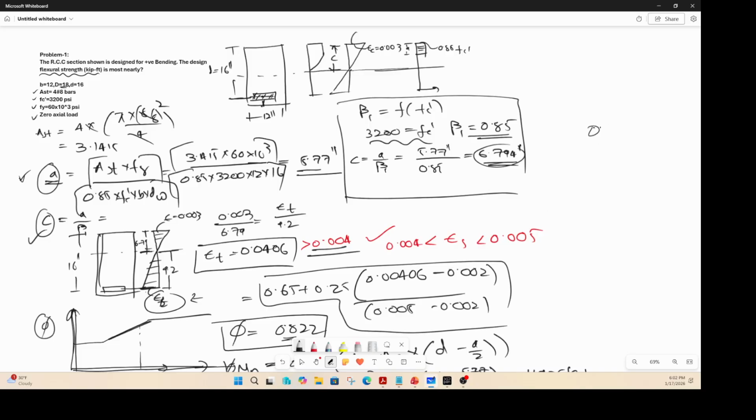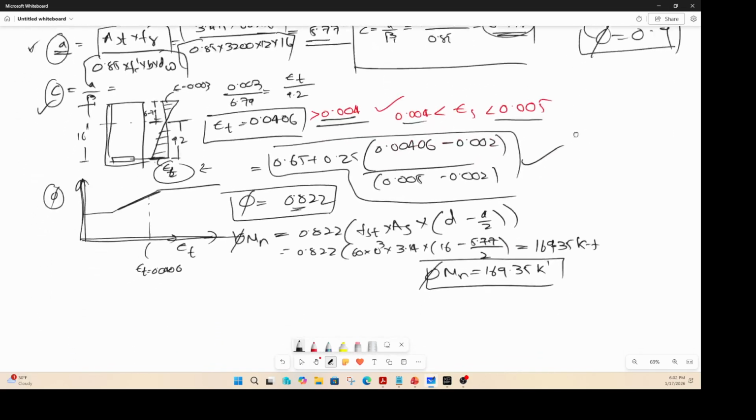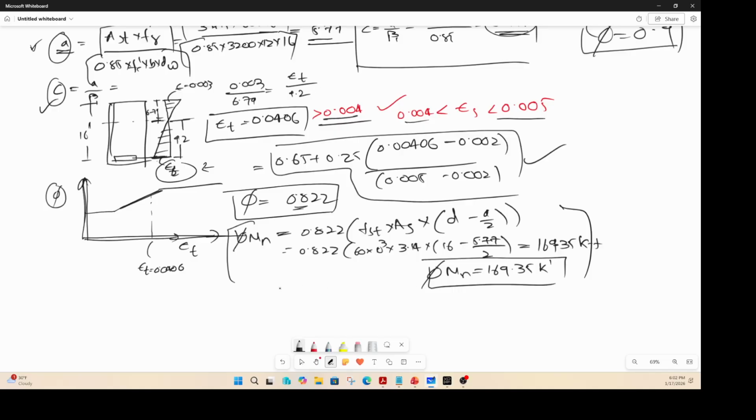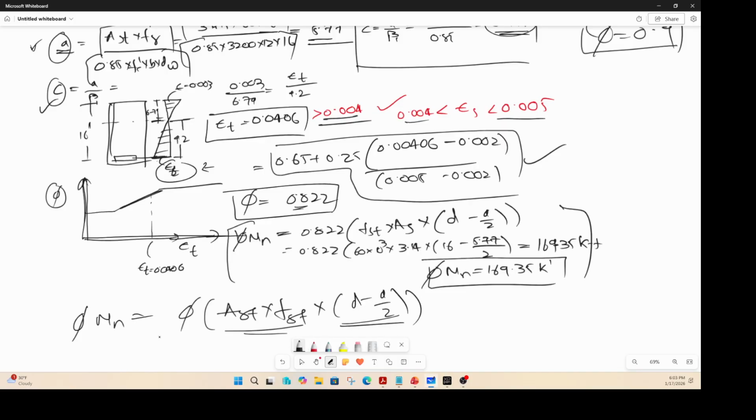If your strain in the steel were 0.006, then we are greater than 0.005, and we could have easily used a phi factor of 0.9. But when the strain is between these two values, you come here and interpolate. Once you do that interpolation, it's a nominal moment again one last time. You take a phi factor, and you take your area of steel times FST times D minus A by 2. This is the lever arm, this is the force. That is the moment capacity from the tension side.